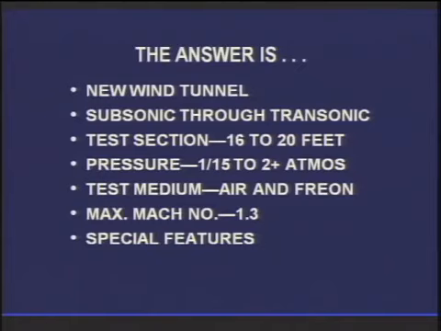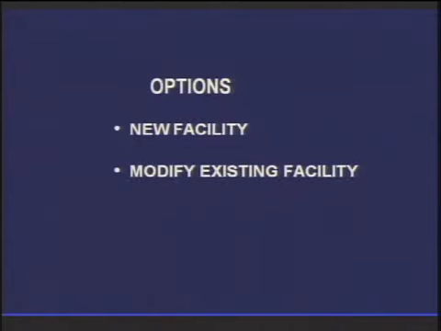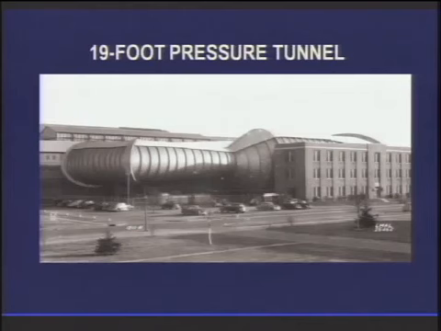So Regeer's got the answer, but he doesn't have any wind tunnel, he doesn't have any money, doesn't really know how to go about doing it. But he really has two options: build a brand new facility or modify an existing facility. Regeer even has an idea of what facility here at Langley we can modify. Doesn't belong to him, belongs to the full-scale research division. And that's the 19-foot pressure tunnel.